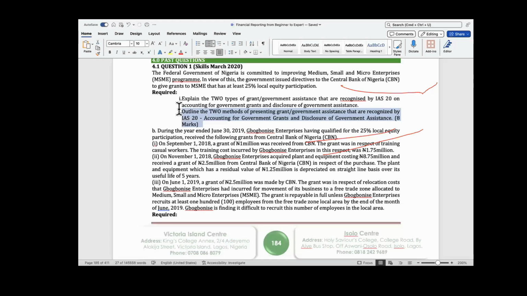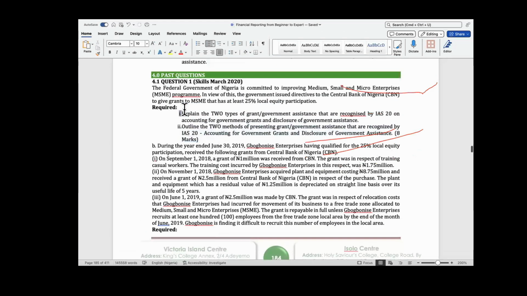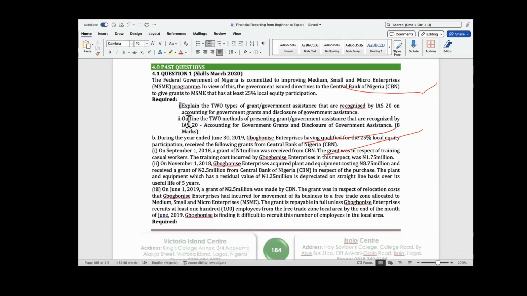All the principles I'm teaching you, don't just jump to calculation and be solving. It's not so much about that. You'll find a lot of principles in your exams, a lot of it.